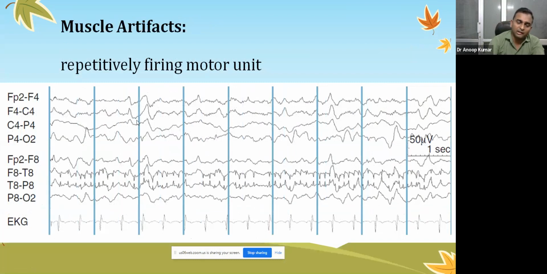Now there are lots of artifacts occurring from the muscles, and this is the classical example of repetitively firing motor units. You can see these are the anterior temporal electrodes, and you are seeing the repetitive firing of motor units. These have a very sharp contour, which is not looking like a spike or anything else.